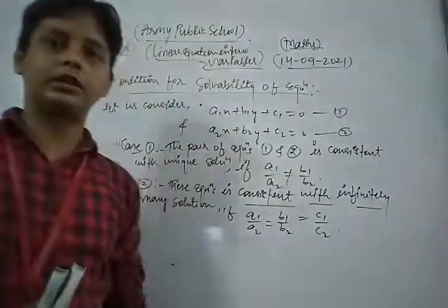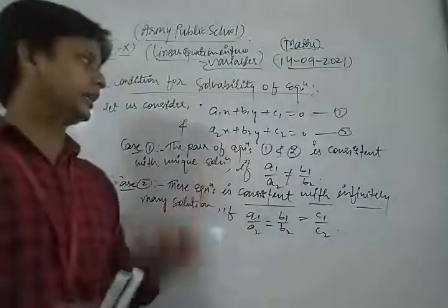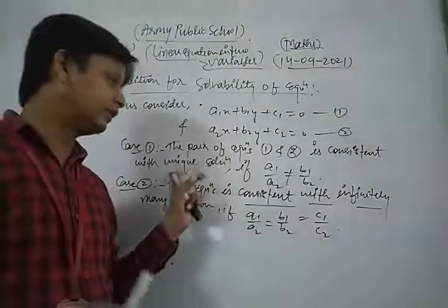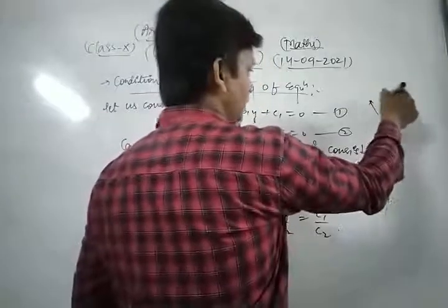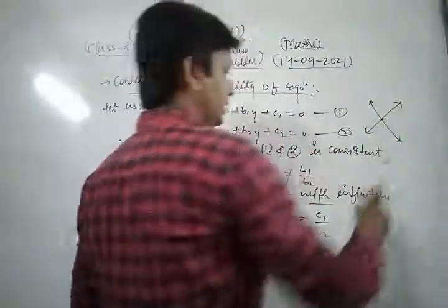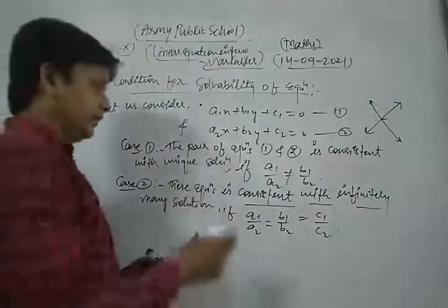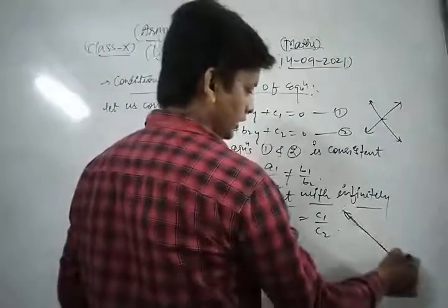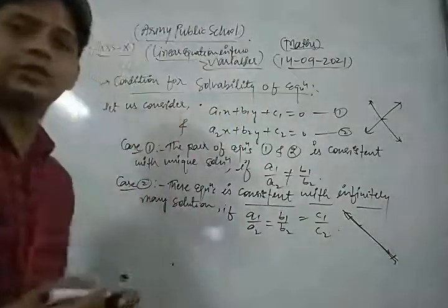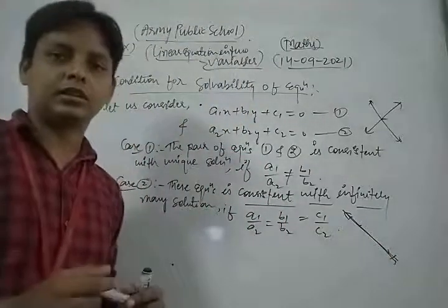So please remember, dear students: in the unique solution case, the lines intersect each other in exactly one point, and in the infinitely many solutions case, both equations represent the same straight line.